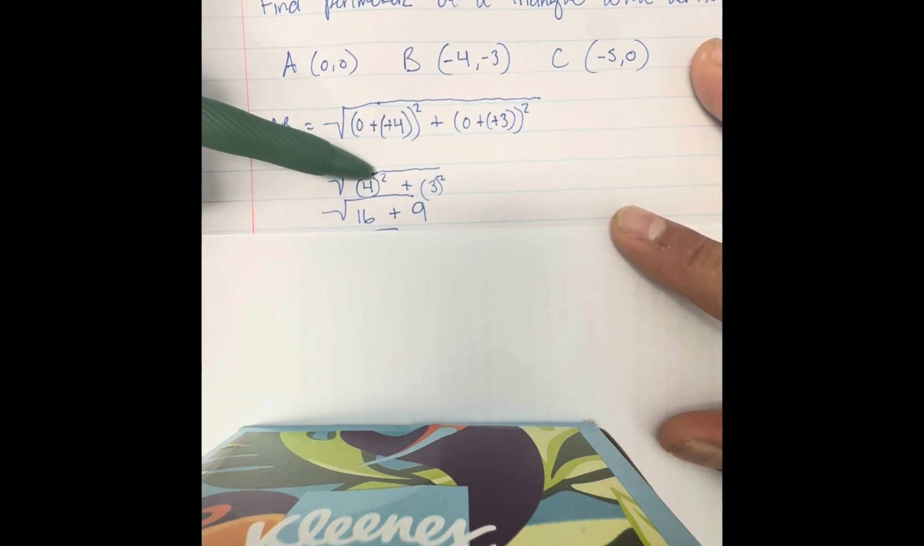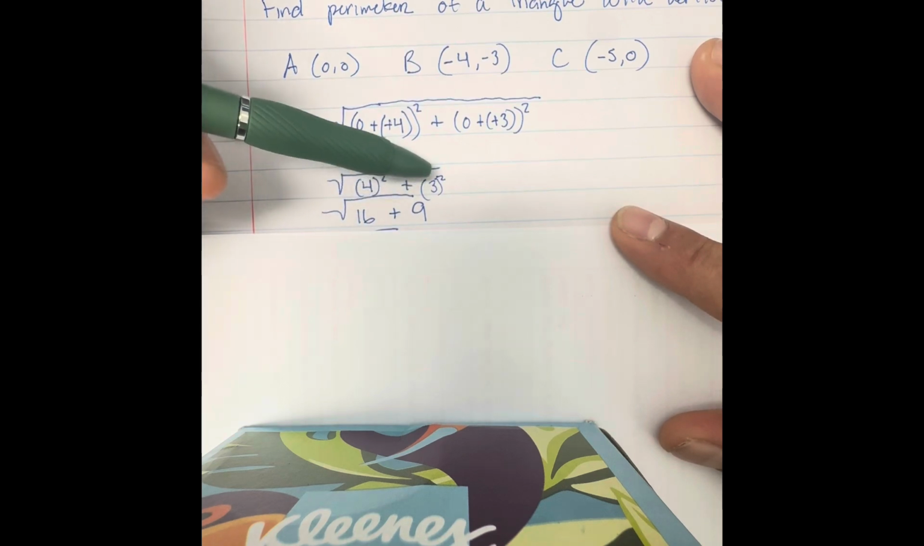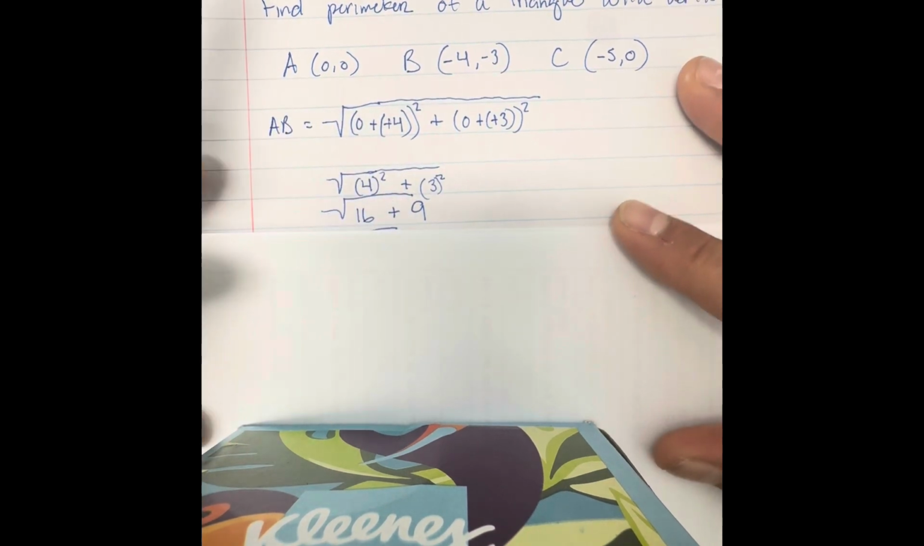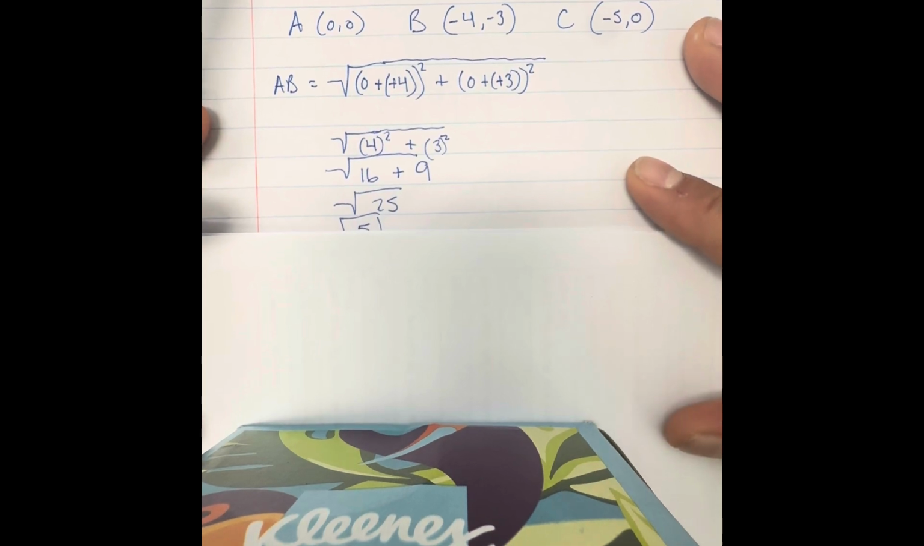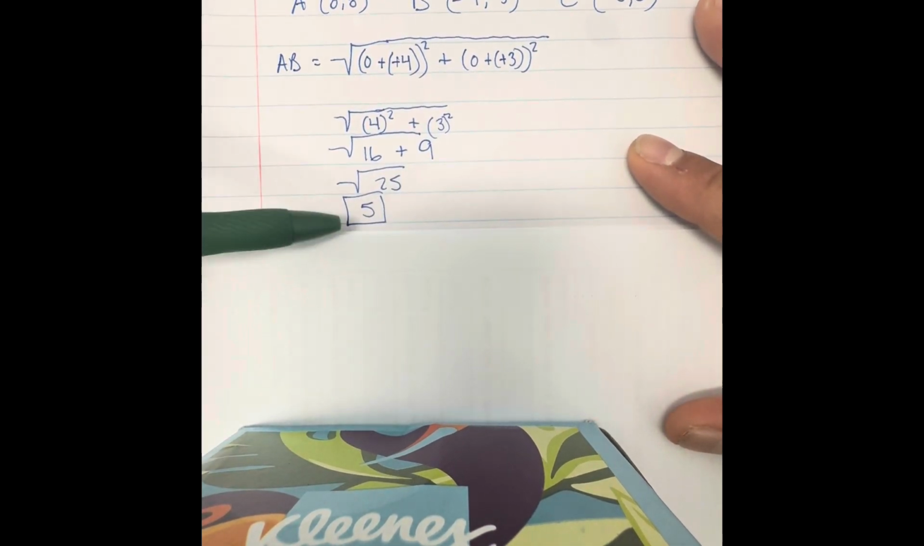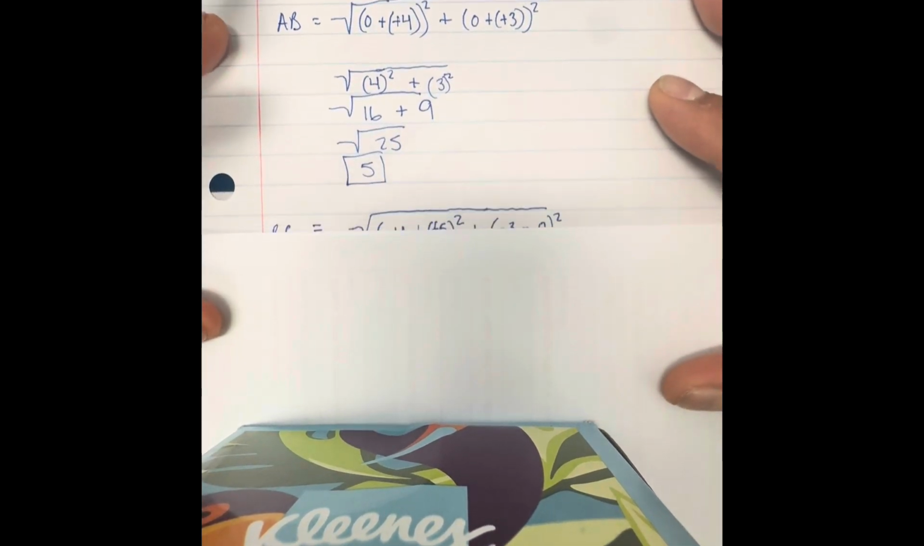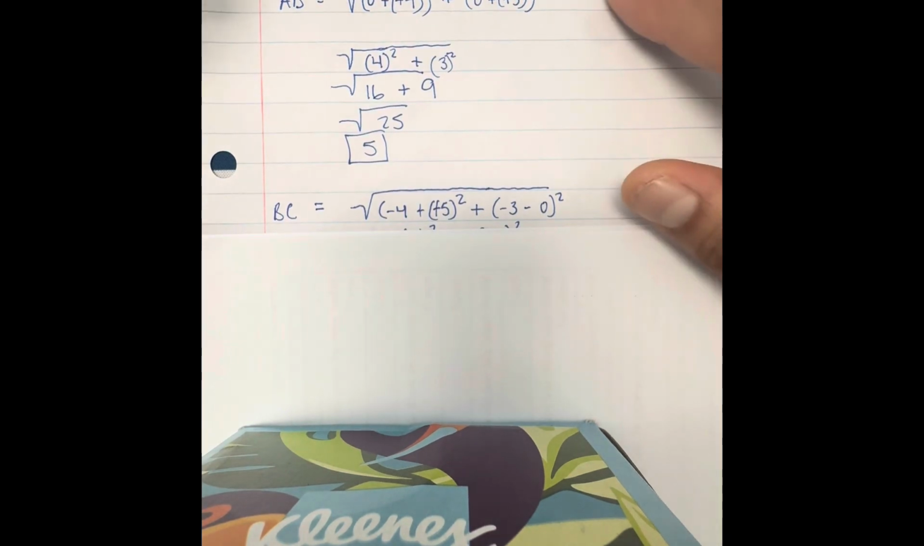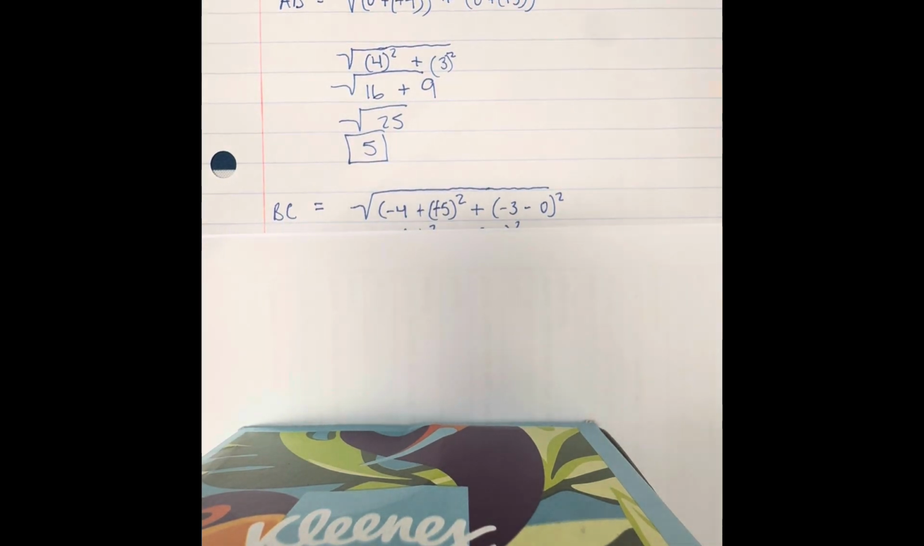4 times 4 is 16. 3 times 3 is 9. 16 plus 9 is 25. And we have our distance for AB, which is 5. Now we are going to work on BC, so we can ignore A.